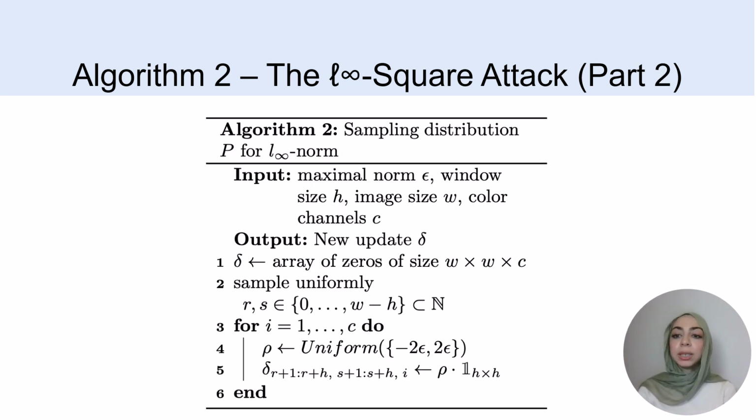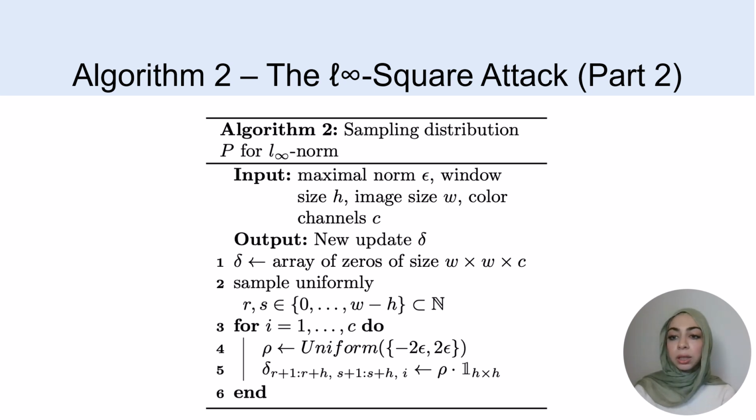Now let's walk through algorithm 2 step by step. Step 1. First we initialize a blank tensor. It's the same size as the input image, but everything starts at 0. This represents no change yet. Then we randomly pick a location in the image to place our square patch. We make sure the square fits entirely within the image. For step 3, we move through each color channel. So for an RGB image, we do this for red, green, and blue individually.